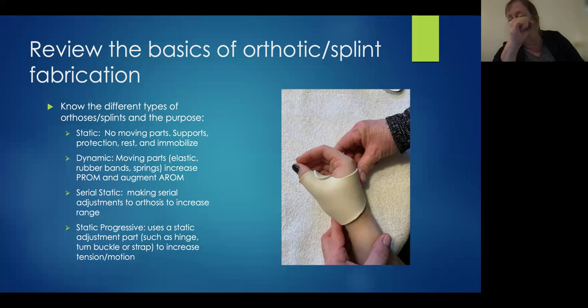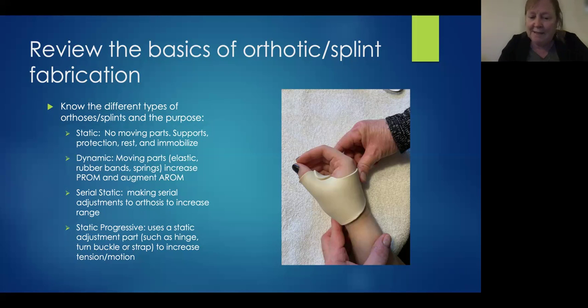And when they relax, the rubber bands or the elastic would act as the tendons to pull them up into extension. So when I think of dynamic splints, I often think of increasing passive range of motion and augmenting active range of motion. So when you are taking the exam, you must keep thinking about, okay, what is the purpose? What are they saying? So that I make sure I select the right orthosis in this question. So know these different purposes.